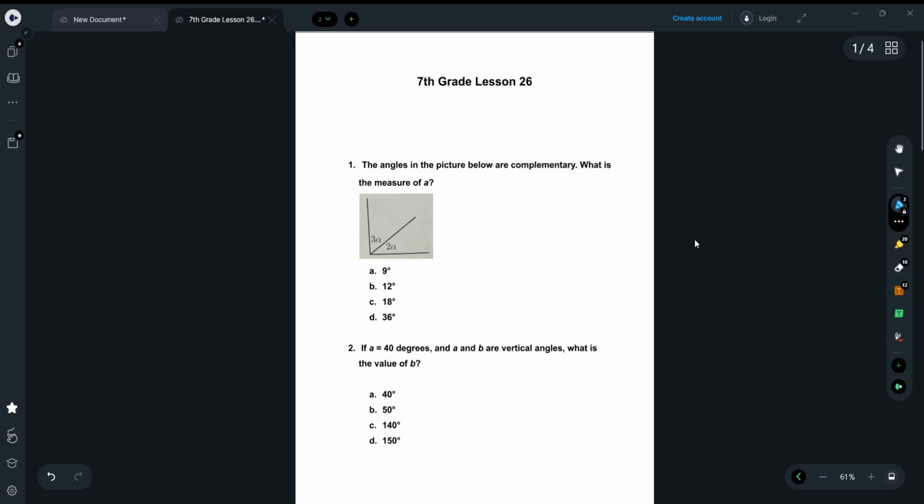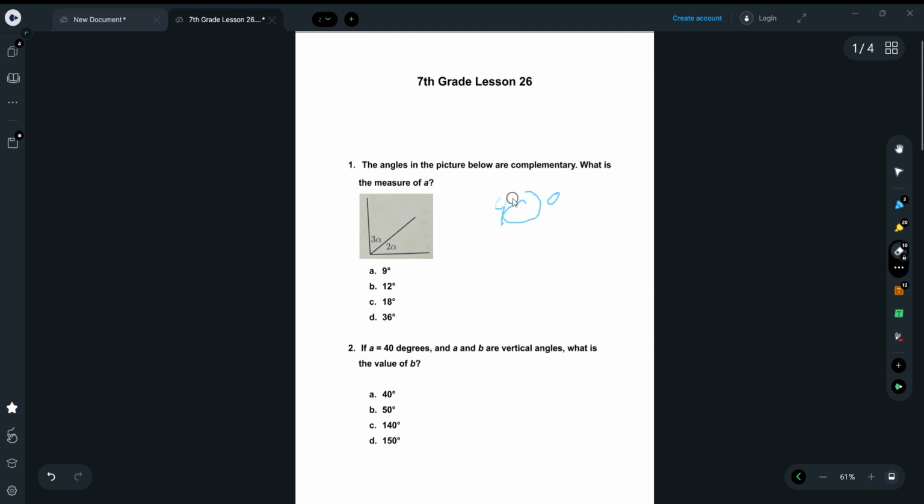So in this lesson, let's start off with number 1. Number 1 is asking, the angles in the picture below are complementary. What is the measure of angle A? As you can see, this is angle A and the two angles. What does it mean for an angle to be complementary? A complementary angle is two angles that add up to 90 degrees.